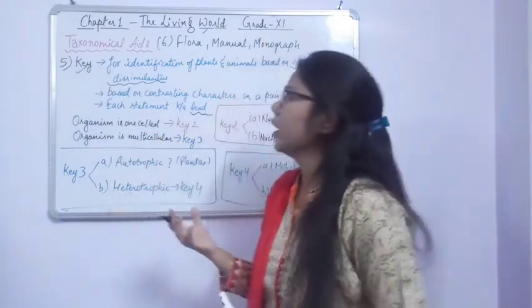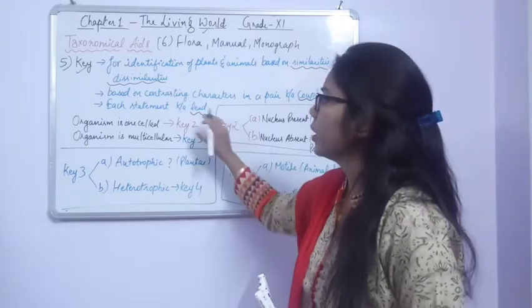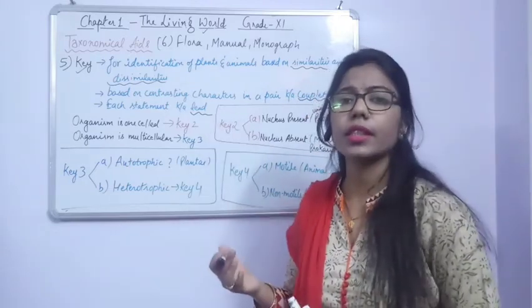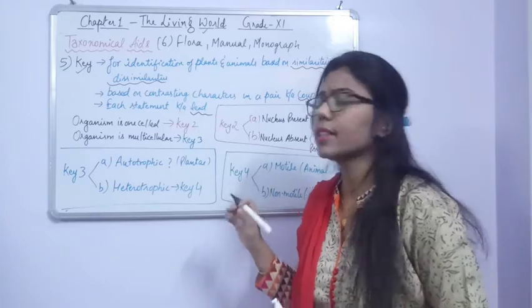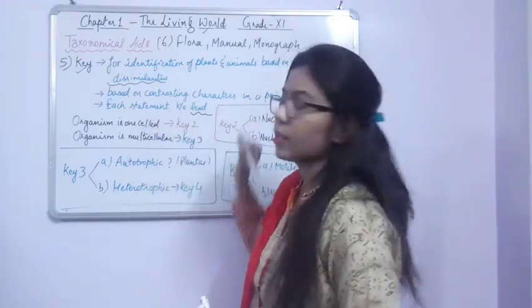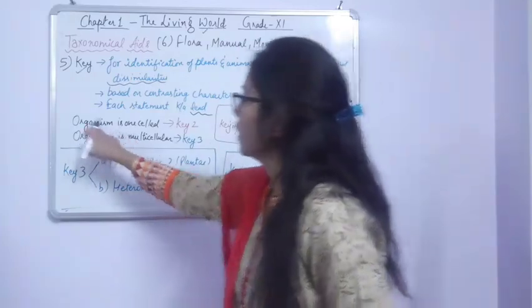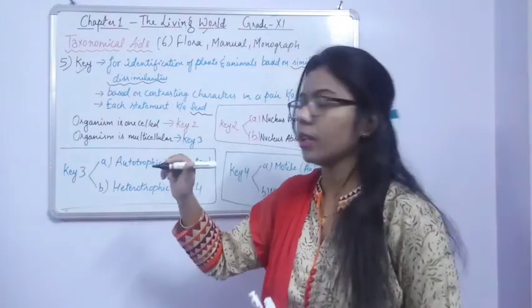And key is what? It is not like that key. Some information is given in these keys, and on the basis of this we are selecting. It's just like a puzzle. How do we do it? It's based on the contrasting. What is the meaning of contrasting? Different characters. If you see this key, this one is a question. This one is the first key or the question.